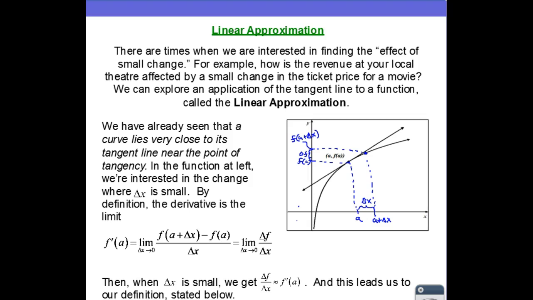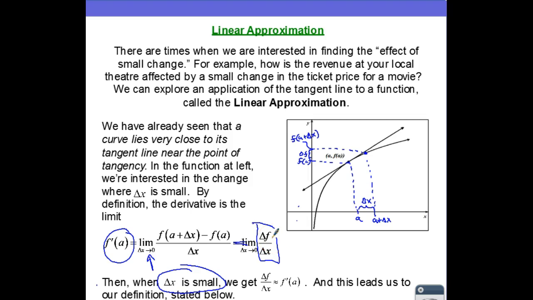So in this case we have f of a plus delta x minus f of a is equal to delta f. And what happens when delta x is small? What does that mean when delta x is small? It means when we take the limit as delta x approaches 0. That's when delta x is small. When that happens, we get f prime of a is equal to delta f over delta x.